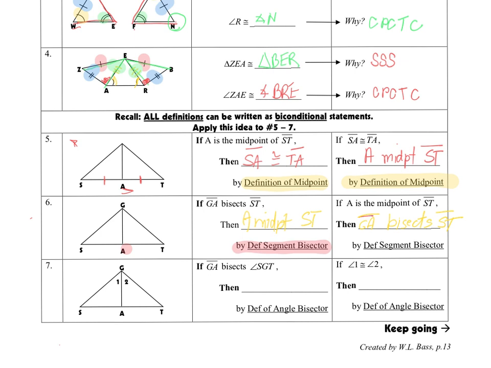And our last one, number 7, if we are told that segment GA is a bisector of angle SGT, then what we would know is that angle 1 is going to be congruent to angle 2. And the reason why is the definition of an angle bisector.